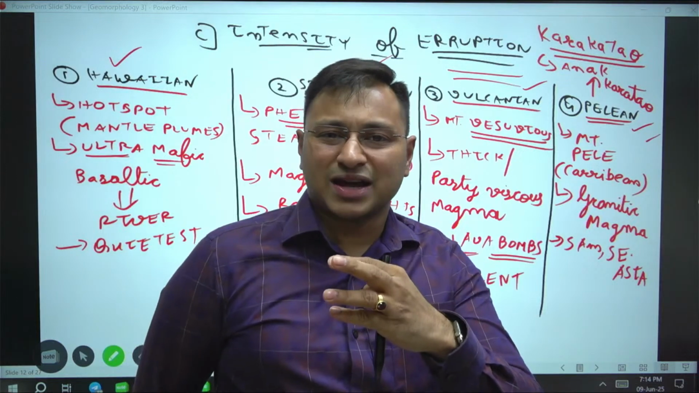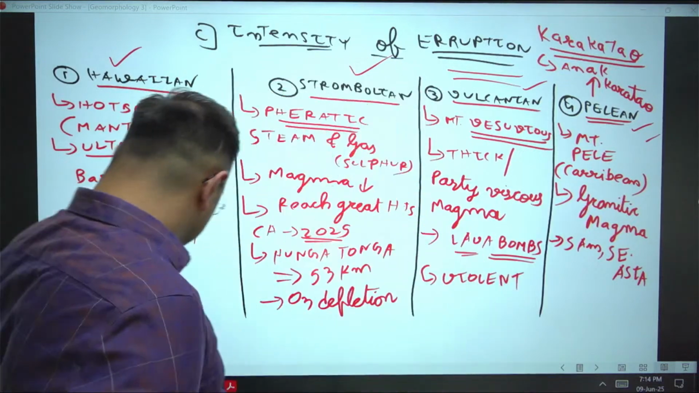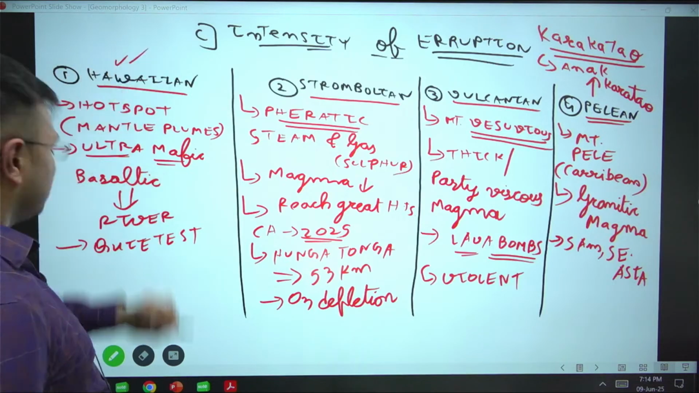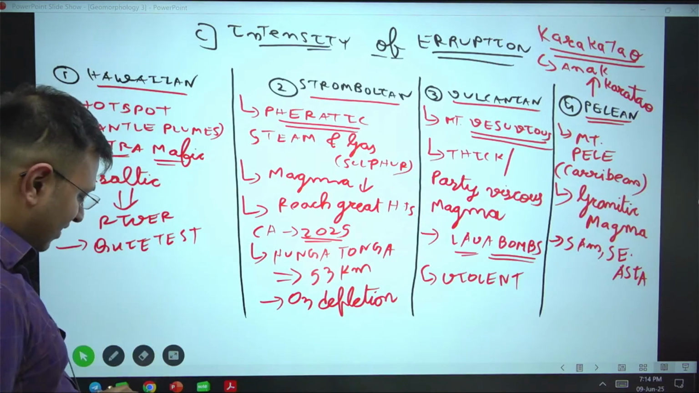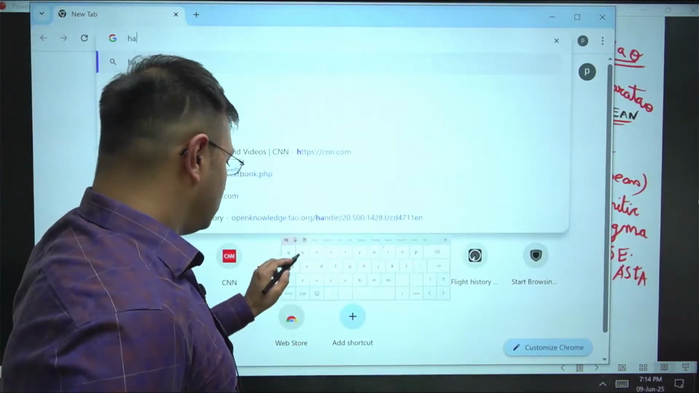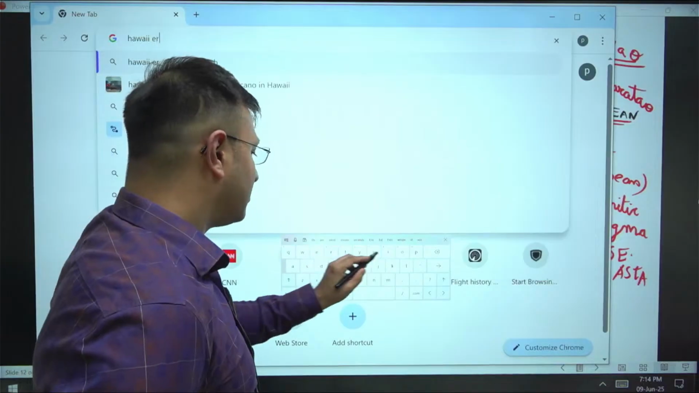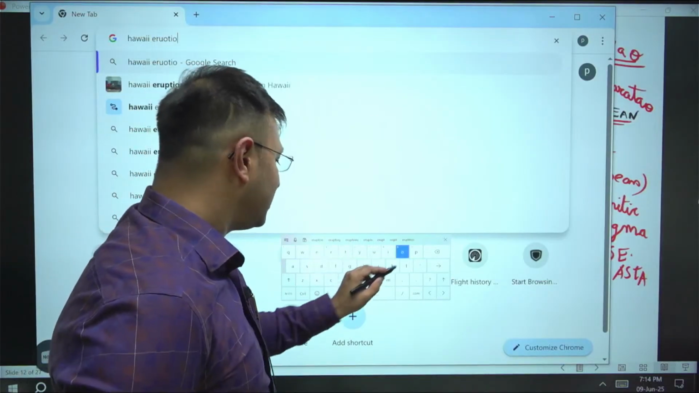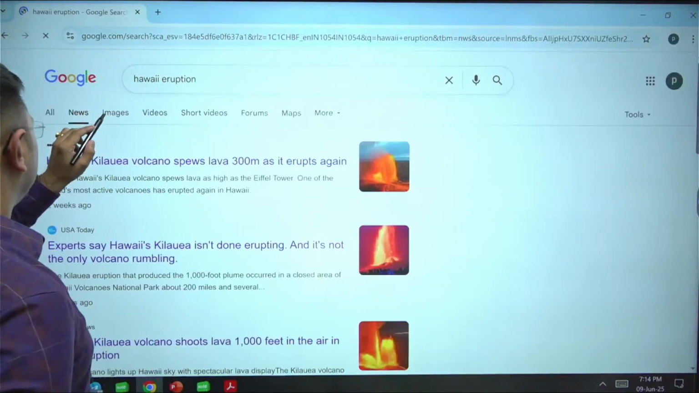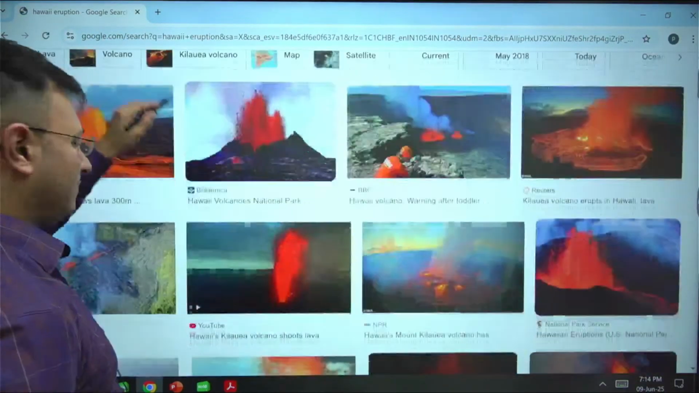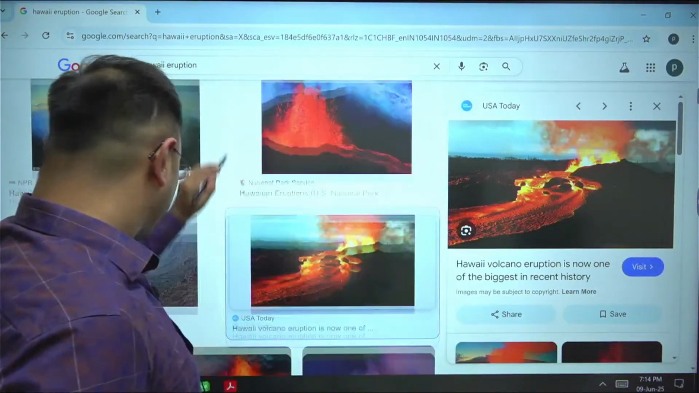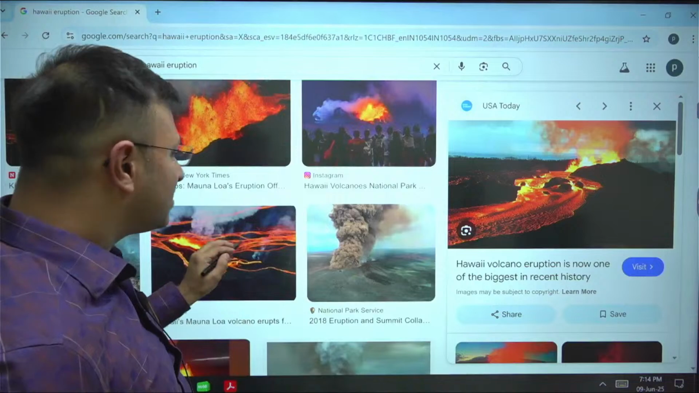So can we just have a distinction among all of this? Yes, definitely. If I'm talking about Hawaiian eruption, all of you know that Hawaii is a volcanic hotspot. If I'm showing you the Hawaii eruption, it is where you will be able to see the magma or the lava flowing like a river. See, this is how you have the eruption of Hawaii, wherein the lava flows like a river.